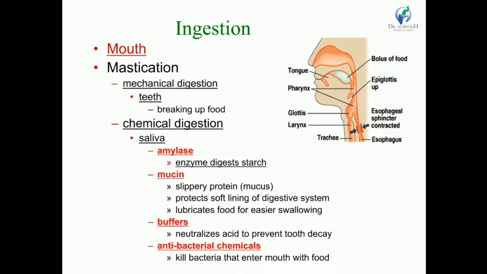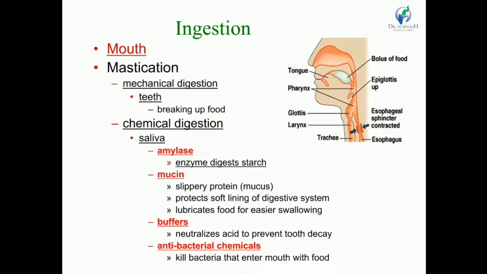Saliva is released with the help of the salivary glands, and it helps pass the food from the oral cavity to the stomach. There are two types of mastication. First is mechanical digestion, with the help of teeth, and the second is chemical digestion, where saliva helps. Saliva contains amylase, which digests starch.